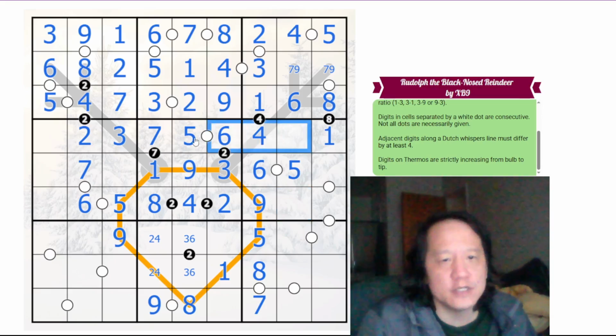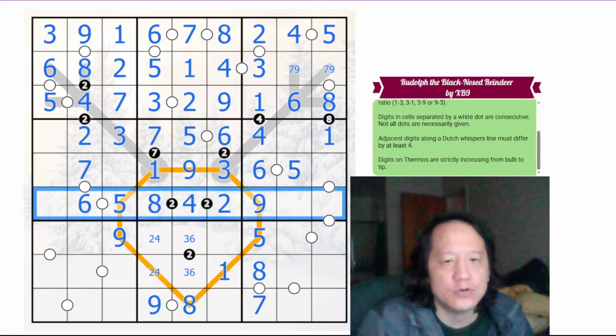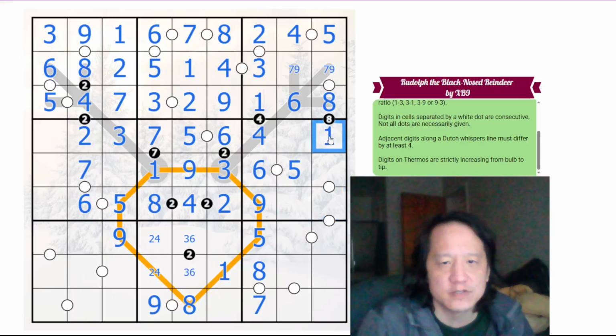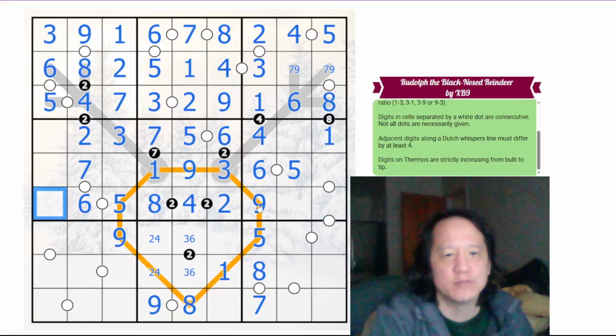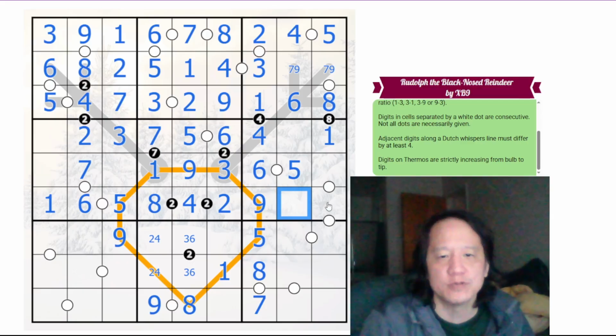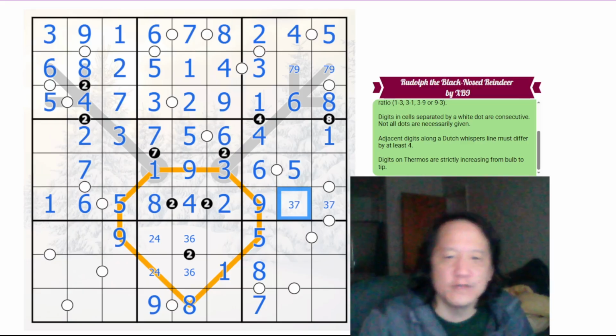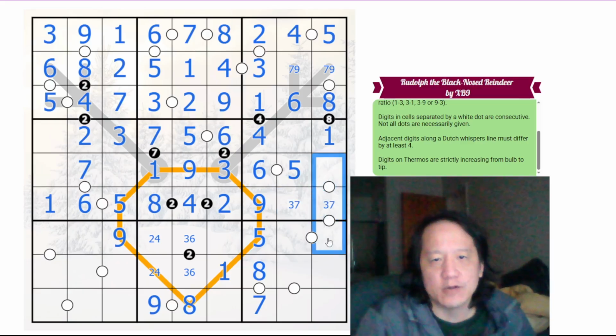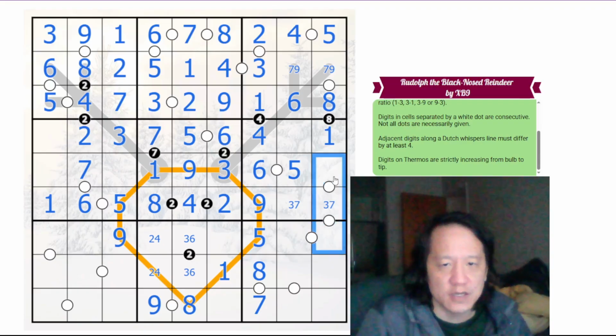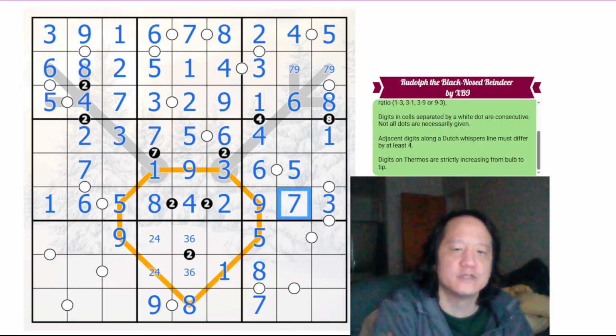Remaining digits in row 6 are 1, 3, and 7. Well, 1 can't be either of these cells because of the 1 in the box, so this must be 1 here, and this must be a 3, 7 pair. If this were 7 here, that would guarantee one of these digits as an 8 and one as a 6 to be consecutive, but we already have an 8 in the column. So this cannot be 7, this is 3, this is 7.